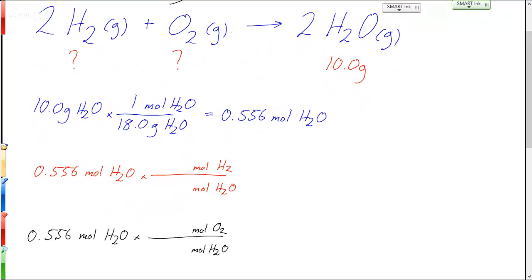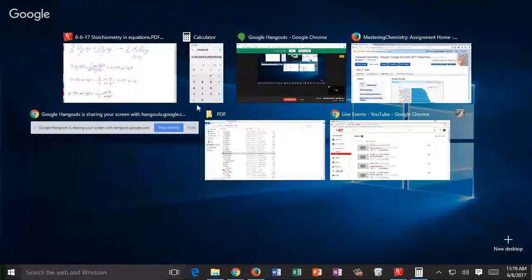So the equation tells us that for every 2 of these, we need 2 of those. That for every 2 of these, we need 1 of those. That's what these coefficients that we've worked so hard on balancing our equation can do for us. So once we've plugged those in, 2 over 2 is 1. And this would just be dividing by 2.